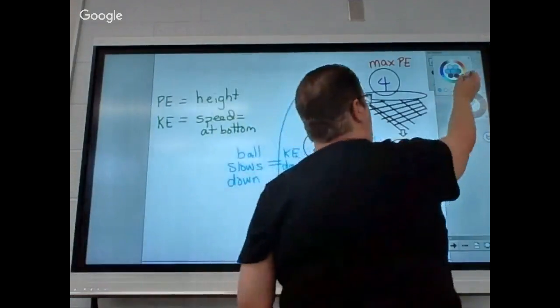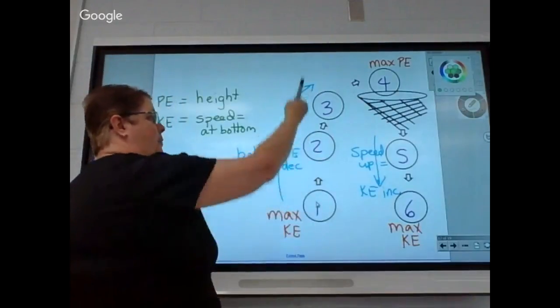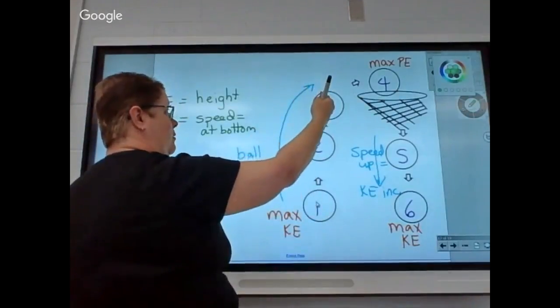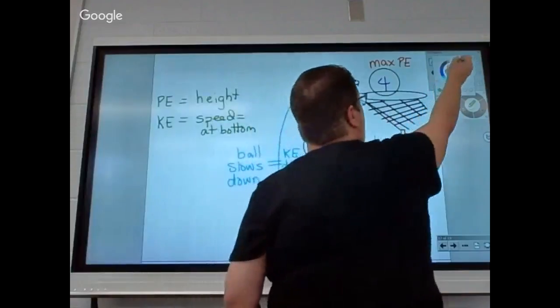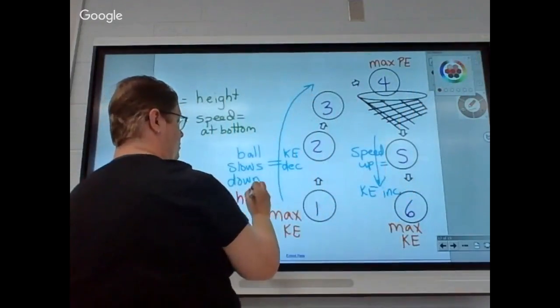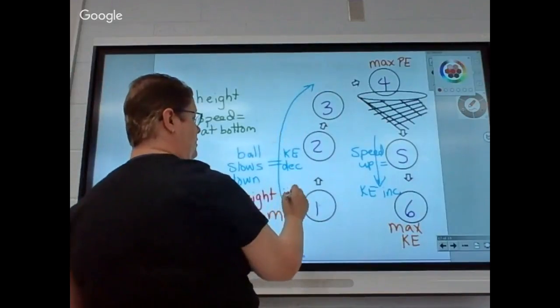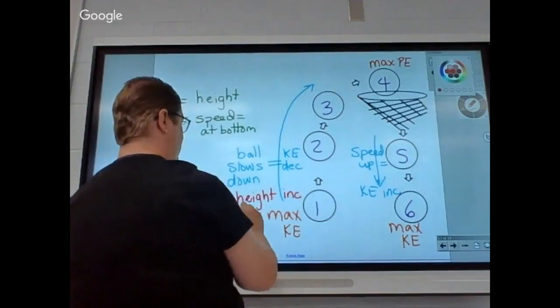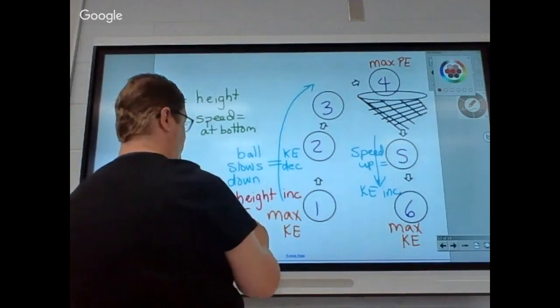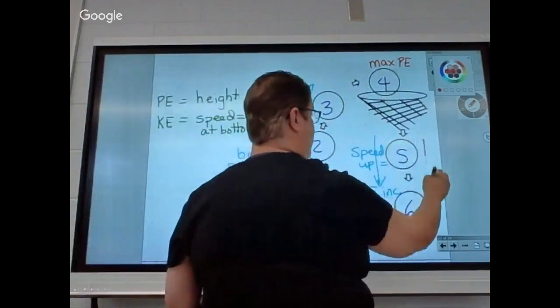Now, the flip side of that is potential energy. What can you tell me is happening to the height? As we go up, height does what as we do that? Height increases. So potential energy will increase as we go up. What happens to height as we do this?